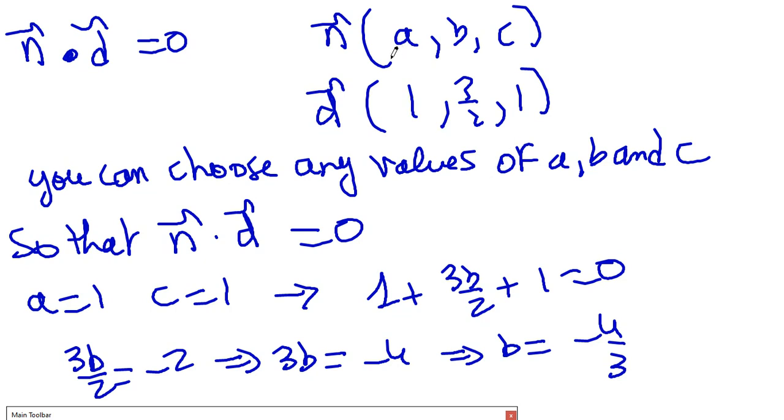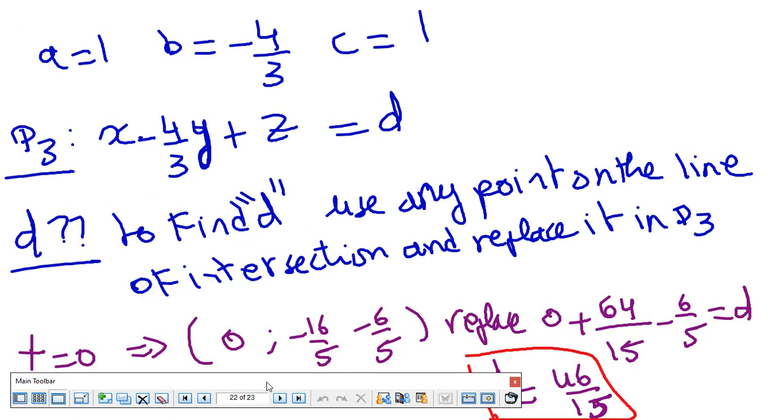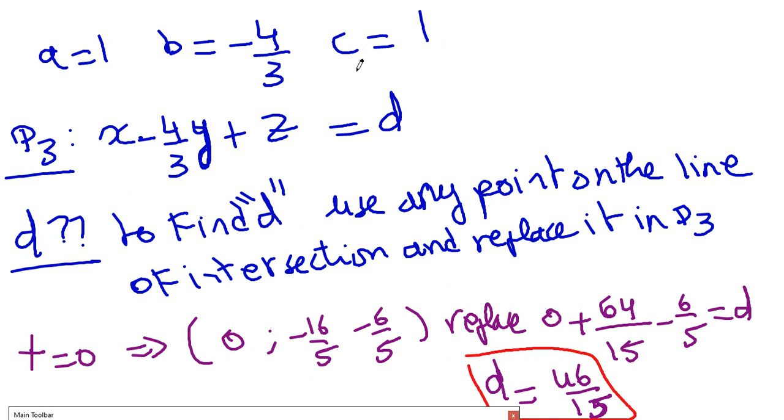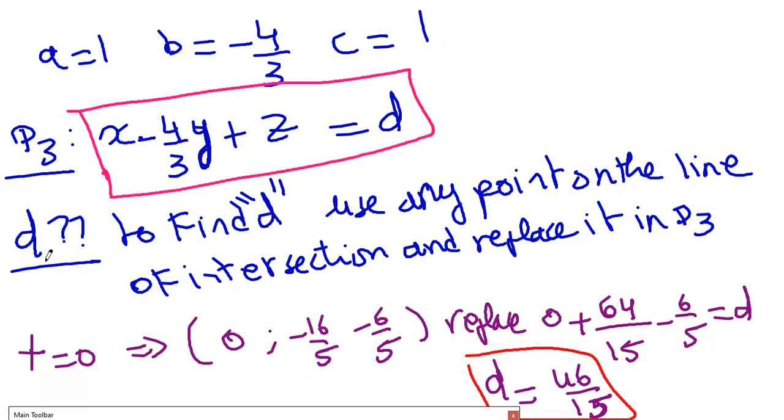So I will take any value for A and C. For example, I took A equal 1 and C equal 1, and I will solve it equal to 0. So 1 times 1, plus 3B over 2, plus 1 is equal to 0. And then you solve for B, and I got a value for B. Be careful, guys. I have many values of A, B, and C, not just 1. And now when I have A, B, and C, this one will be the equation of the third plane, but I still need to find D.